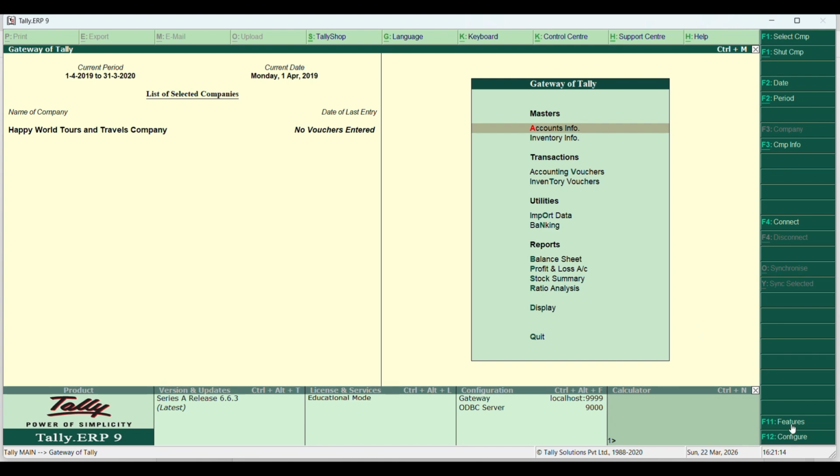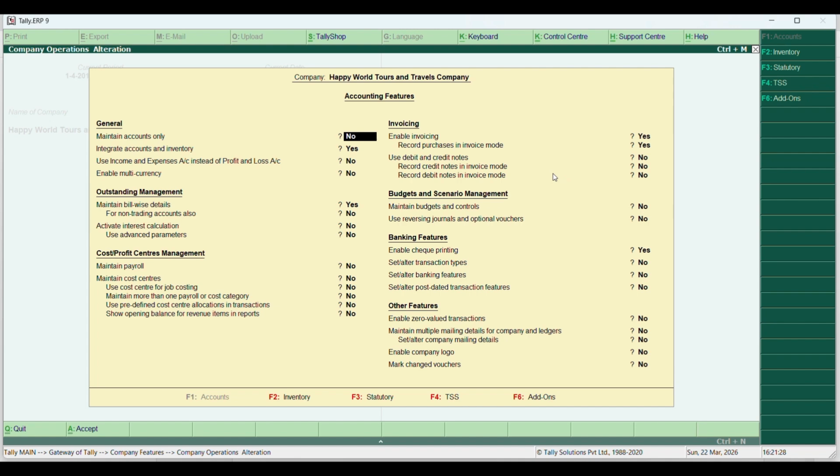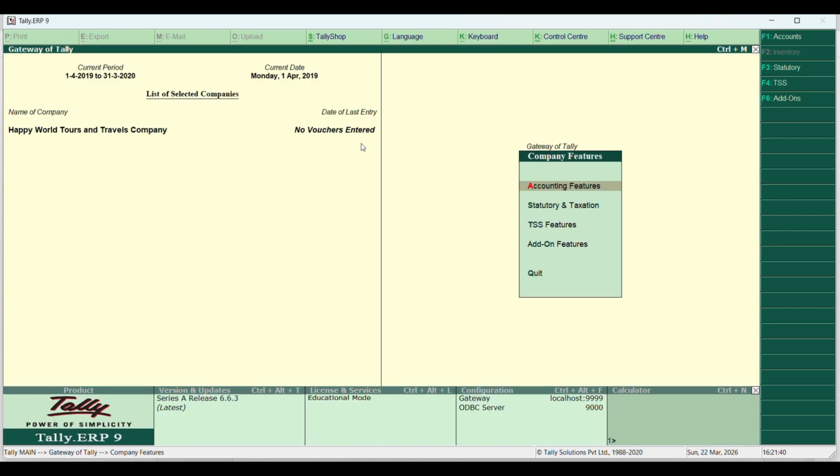Now we are going to set the features. Please note, under the features, in company features, you can see accounting features, inventory features, statutory and taxation. First we are going to select accounting features. We have to set maintain accounts only to yes, because we are not doing any transactions related to inventory. So this will automatically be no. Ctrl+A. After we have set accounts only to yes, you can see that the inventory features have been disabled.